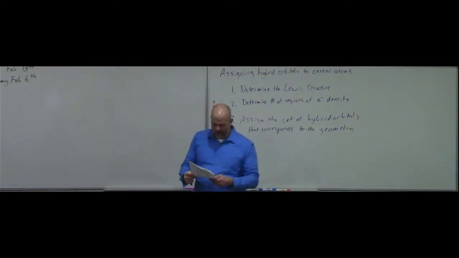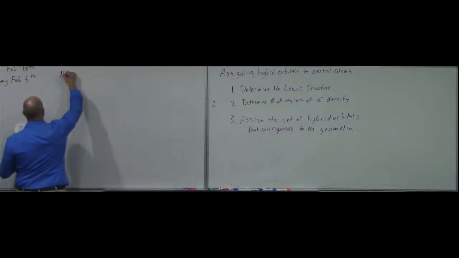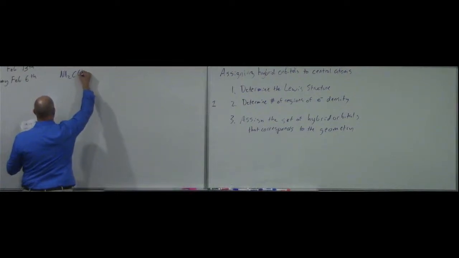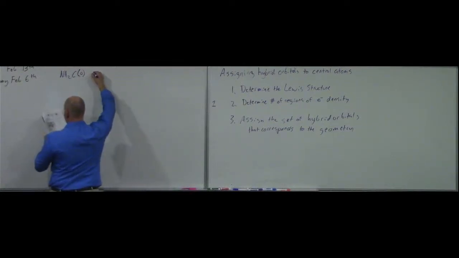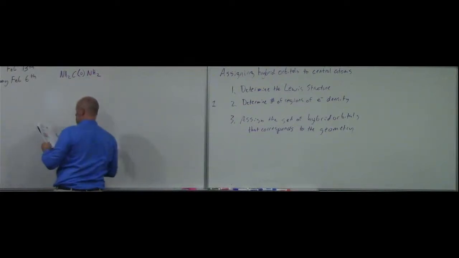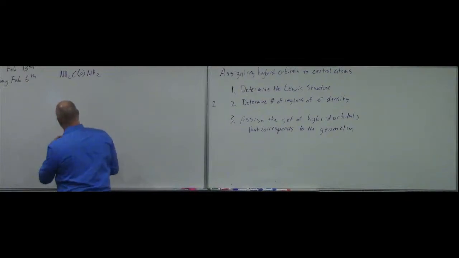Let's do another one. Urea, NH2, C, O, NH2, is sometimes used as a source of nitrogen in fertilizers. What is the hybridization of the carbon atom in urea? So we've got to start with the Lewis structure of this.